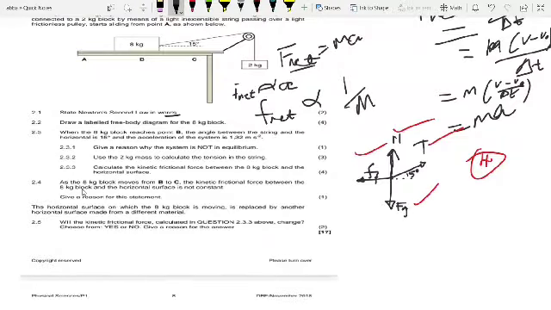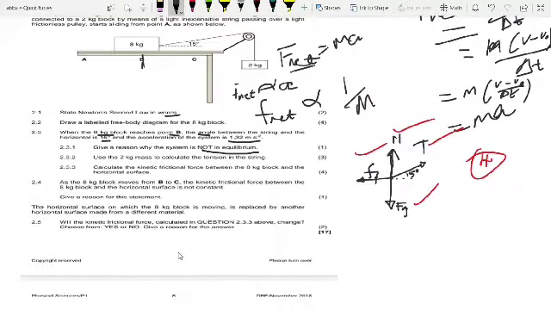Let's go to 2.3. In 2.3, they say when the 8 kg block reaches point B. Where is point B? It is this point. The angle between the string and the horizontal is 15 degrees, and the acceleration is 1.32 meters per second squared. Now give a reason why the system is not at equilibrium.